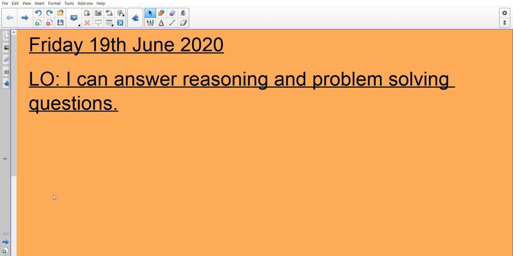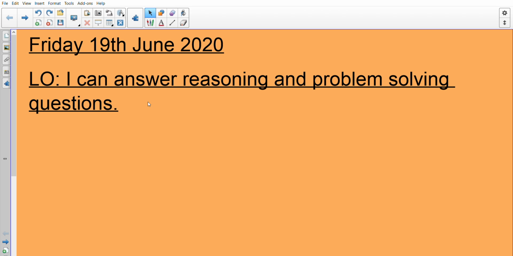Good morning, guys. Today's learning objective is I can answer reasoning and problem solving questions. Okay, so this is going to be reasoning and problem solving questions for the kind of maths that we've been learning this week. So we've been looking at adding and subtracting decimals, adding and subtracting whole numbers and decimals, and then we looked at multiplying and dividing by 10, 100 and 1000. So all of the questions should have something to do with that.